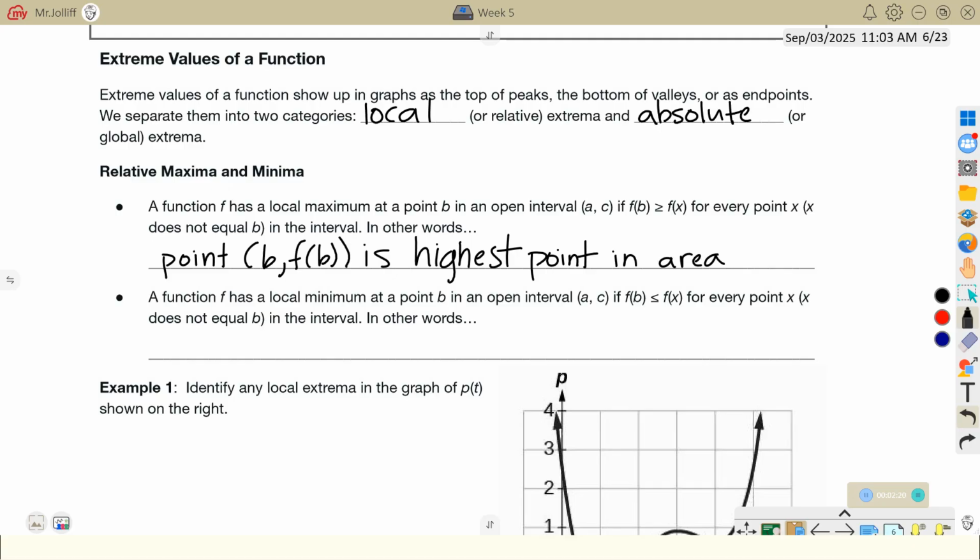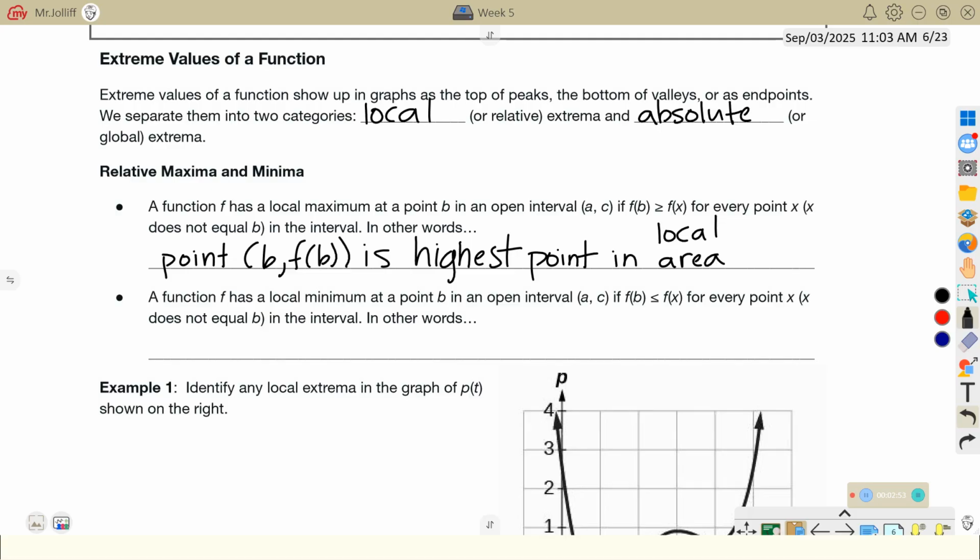And I'm going to stick a word on top of that area, specifically the local area around B. It doesn't have to be the highest point in the entire graph. It just needs to be the highest point in the area around it. Meaning if here is B, both sides of B are coming down so that B is at the top of a hill. That's a relative extreme or a relative maximum.